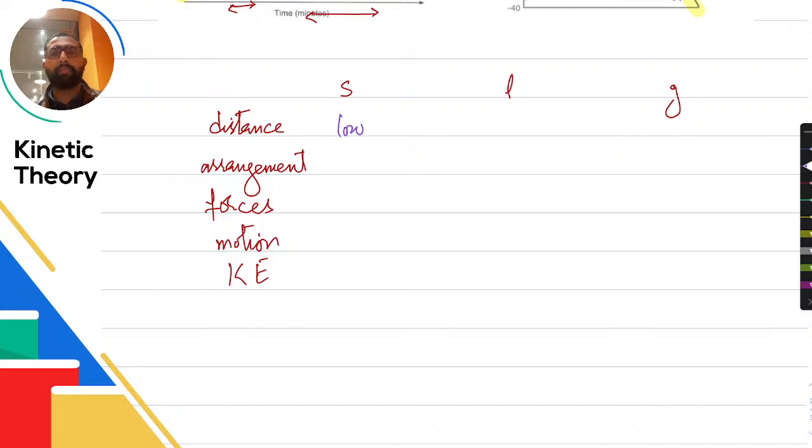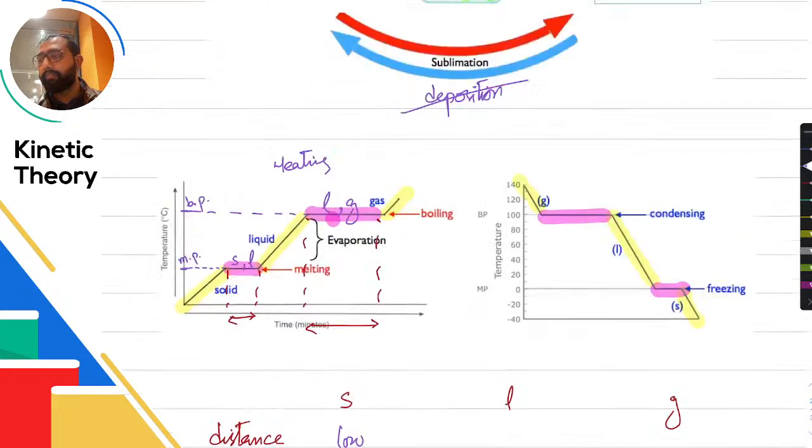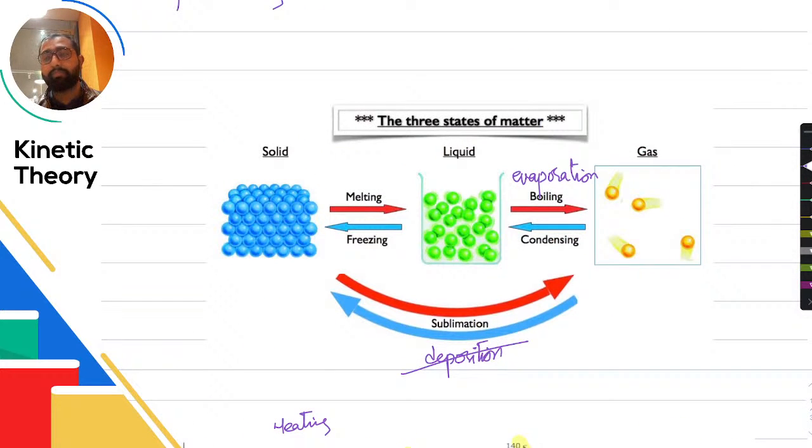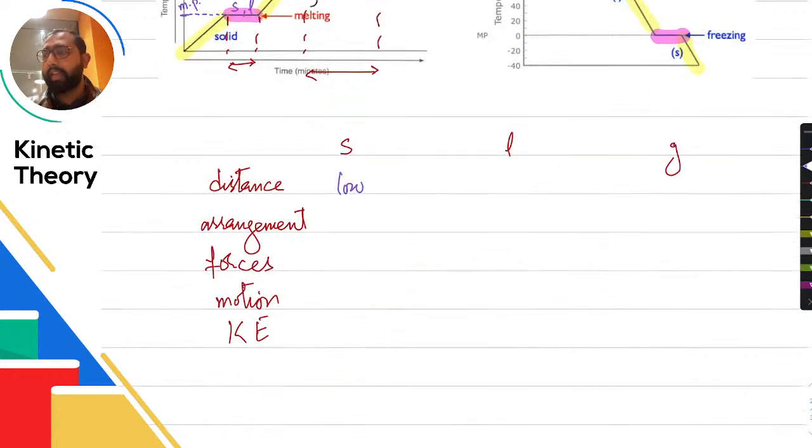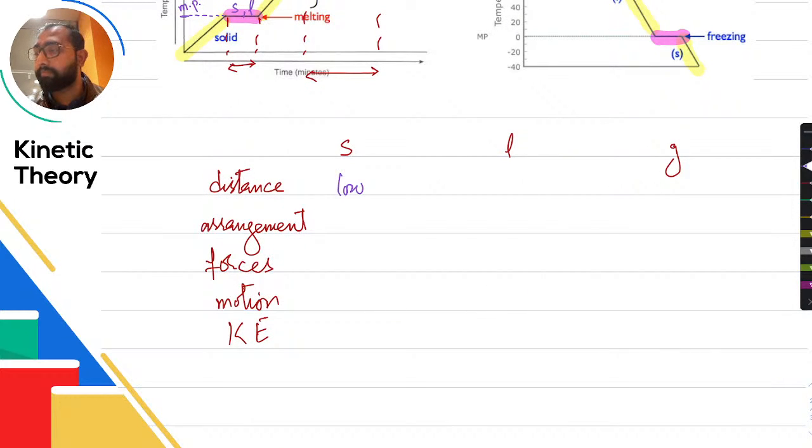Now, what about gas? The particles, if you notice, they're very far away compared to that one. They're almost touching, and over here in gas, they're not, they're far away. So in gases, the distances are large, they're high.